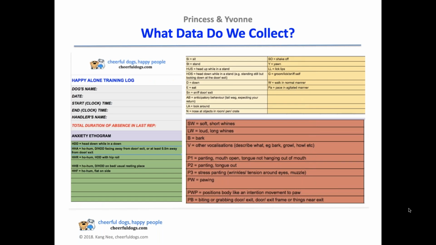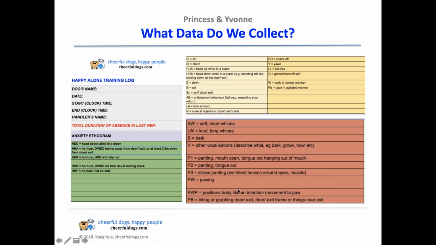What kind of data do we collect? Well, I'm an ethologist, so I like creating ethograms, which basically is a listing of the behaviors that an individual shows. So in this case, I called it an anxiety ethogram, which is the list of behaviors that Princess shows when she's left alone.